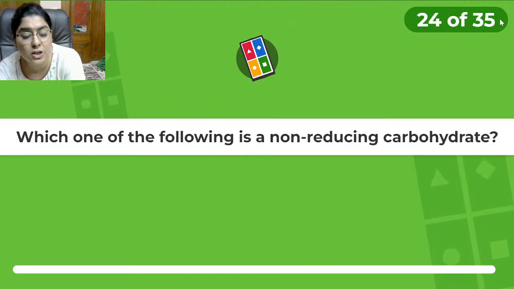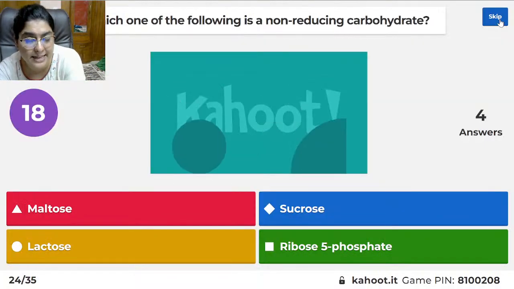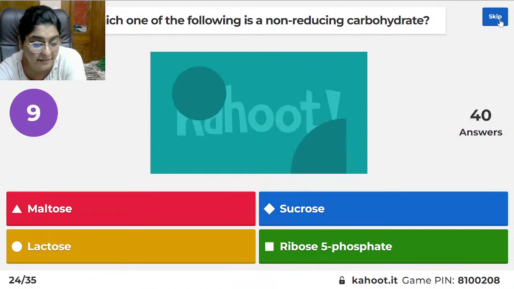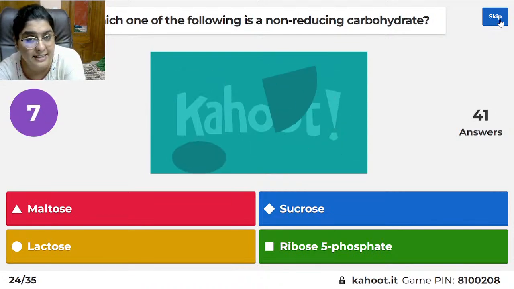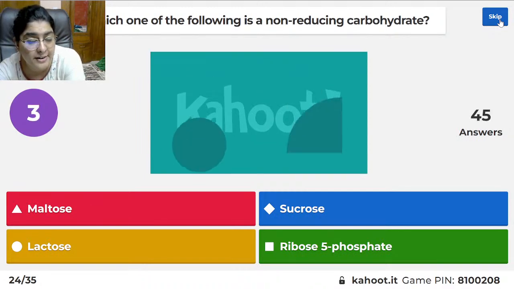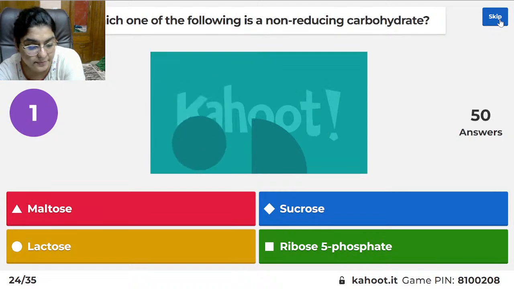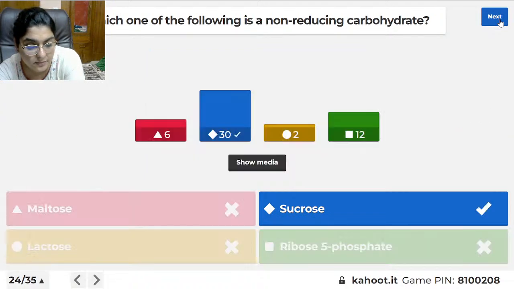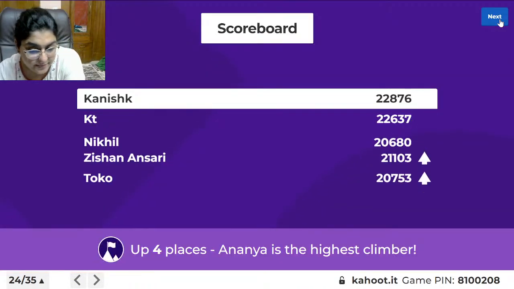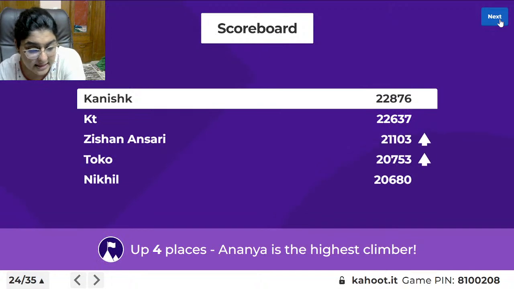Which one of the following is a non-reducing carbohydrate? That means it's a non-reducing sugar. We have reducing and non-reducing sugars, right? The non-reducing end of the polysaccharide chain is the left end. The reducing end of the polysaccharide chain is the right end. So what type of sugars do you see on the non-reducing end or the starting end? Very correct. Sucrose, made up of glucose and fructose. Very well done, Zishan.